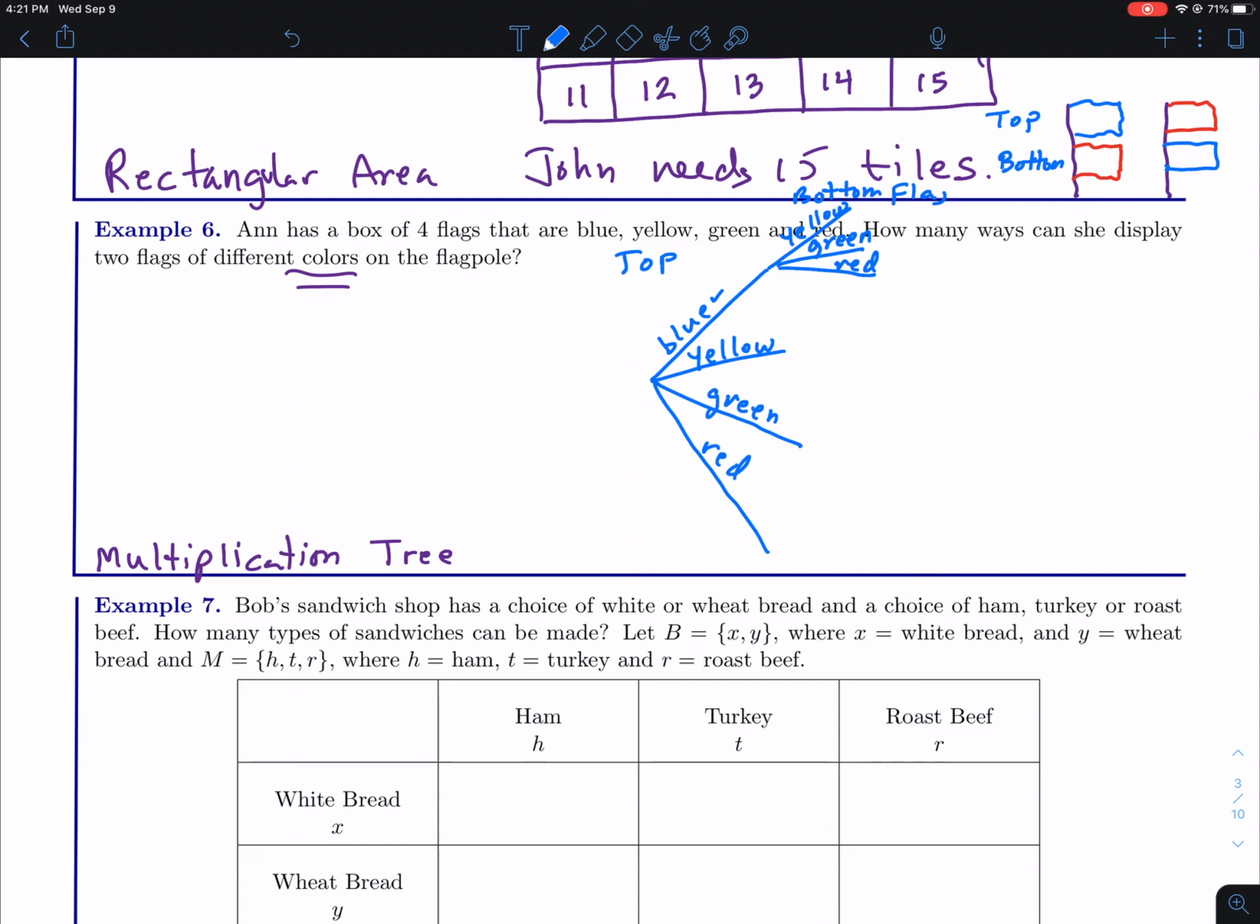And so similarly, I can do the same thing for yellow. So for the yellow branch, we can't use yellow because it's already been used. So again, I only need 3 branches. So that means I need a branch for blue, I need a branch for green, and I need a branch for red.